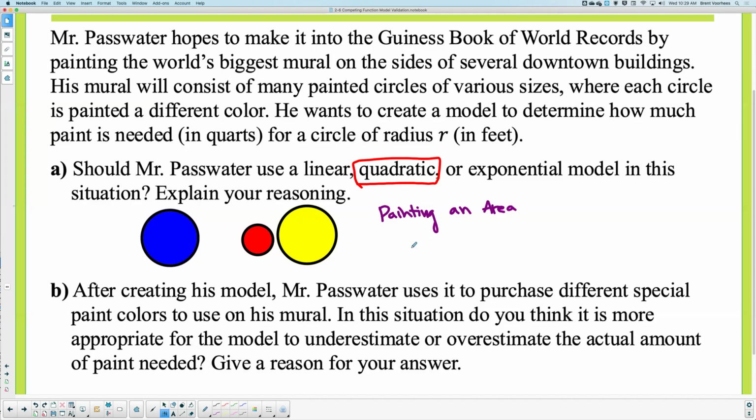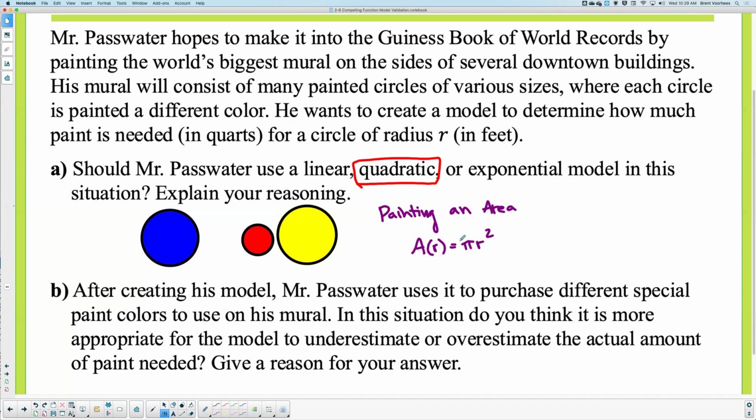What's the area formula for a circle? I'll put parentheses, radius. Do you remember? Pi r squared. Pi r squared. That's your formula for radius, where the radius can change, and depending on what the radius is, you can find your area. That's the formula right there.